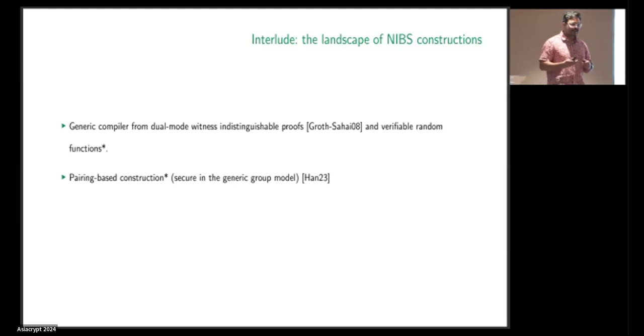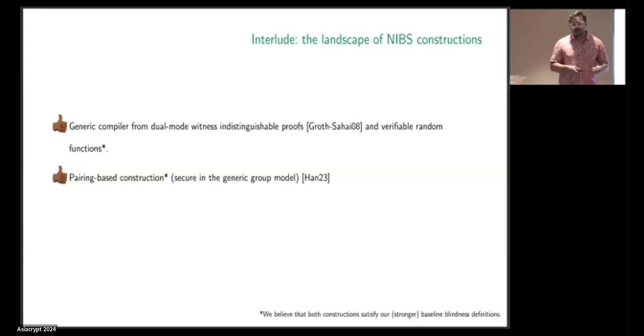All right, so with the definitions now fixed, we take a step back and look at what previous work did, what kind of constructions there are. They give a generic compiler from NIZK proofs and VRF, and they give a pairing-based construction, which is secure in the idealized model. As a side note, we believe that both these constructions do satisfy the stronger definition of blindness that we just gave, although there's no strict proof.